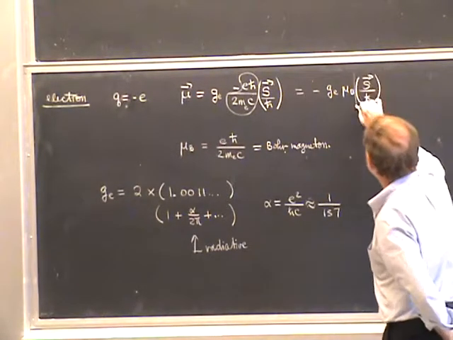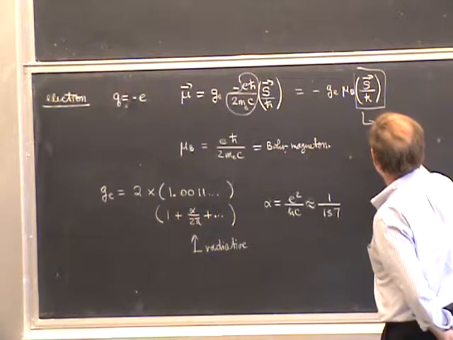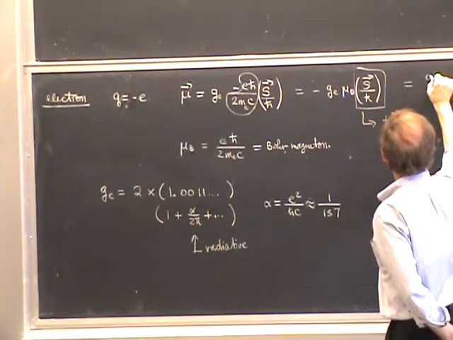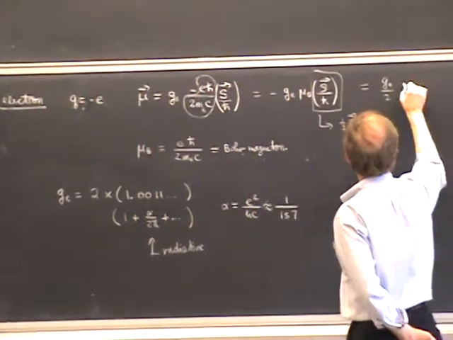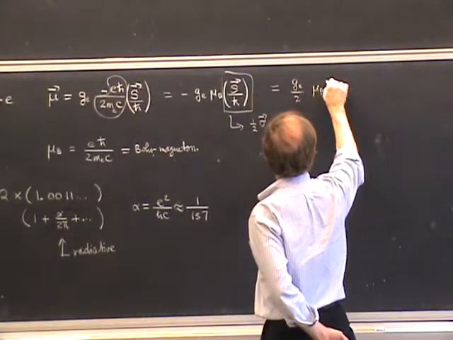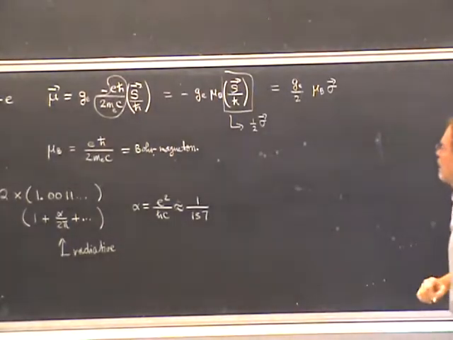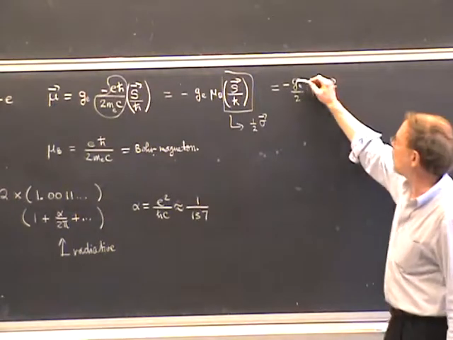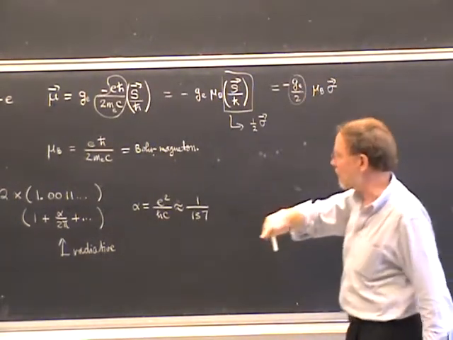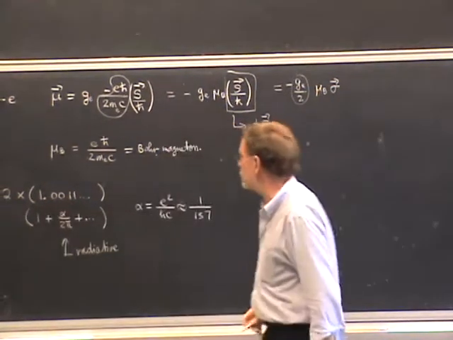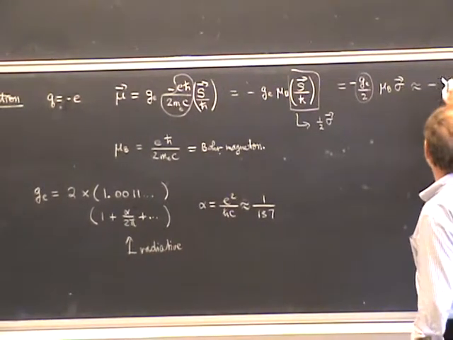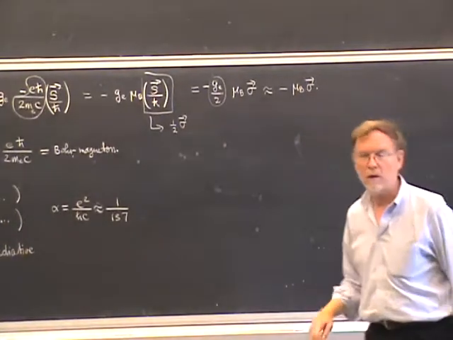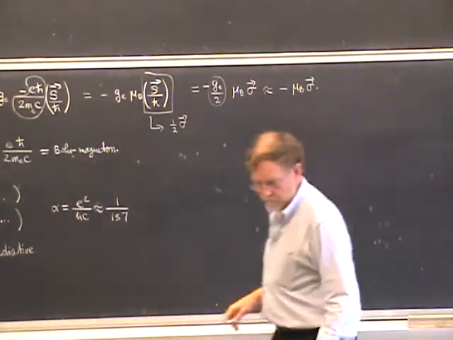One final remark is that S divided by h bar, in the case of an electron, is the same thing as 1/2 of the Pauli matrices sigma. So this can also be written as g_e over 2 times the Bohr magneton times the Pauli matrices. This is another way of writing the electron magnetic moment. I better put a minus sign on it too. And since g_e is approximately equal to 2, if we make the approximation that g is equal to 2, then this becomes very nearly minus the Bohr magneton multiplied by sigma. It's a rather simple result for the magnetic moment of the electron.